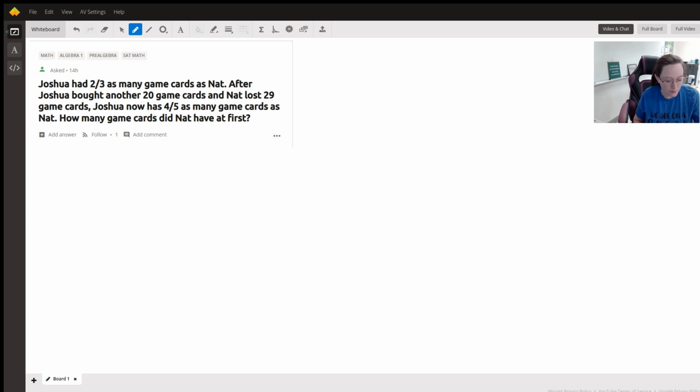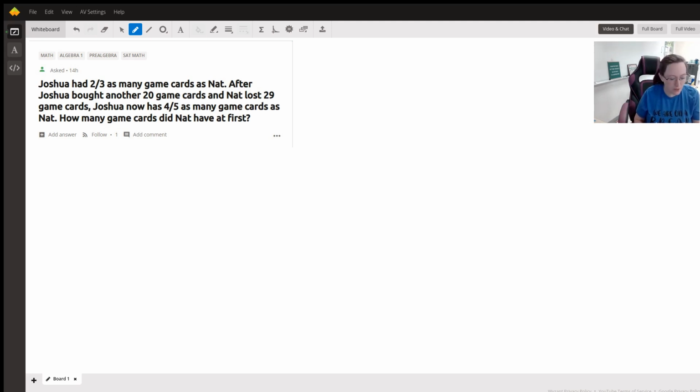So the first thing that we want to do is define some variables. I'm going to say that Josh is going to be J and Nat is going to be N. And our first sentence says that Joshua had 2/3 as many game cards as Nat. So J is going to be equal to 2/3 N. So that's the first thing that we know.